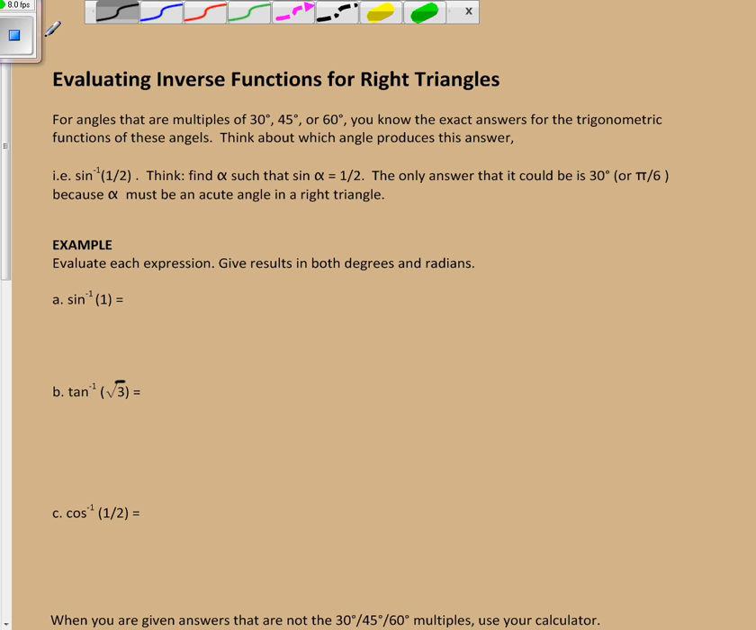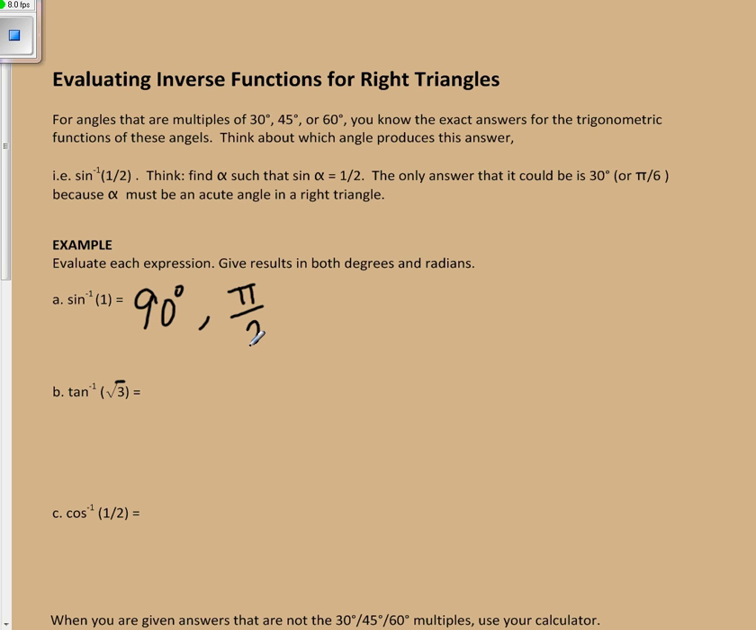So, when we're asked to evaluate the expressions below and give the answers in degrees and radians, the sine inverse of 1, we want to think what angle produces 1 when I take the sine of it. So the sine of alpha equals 1 when? Well, that happens when we're talking about a 90-degree angle, or pi over 2.